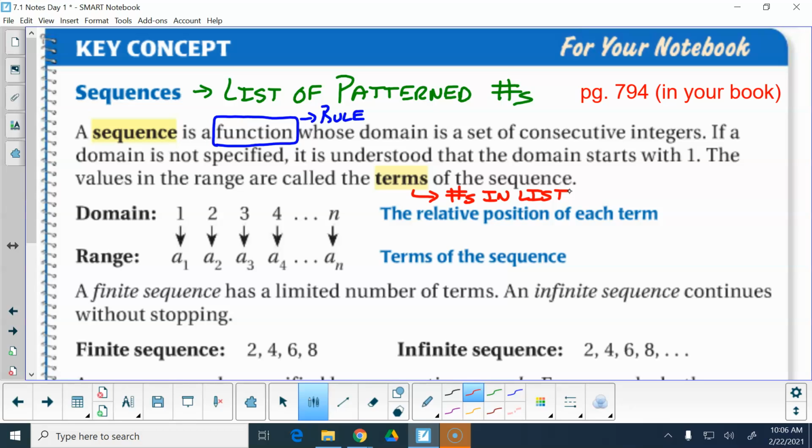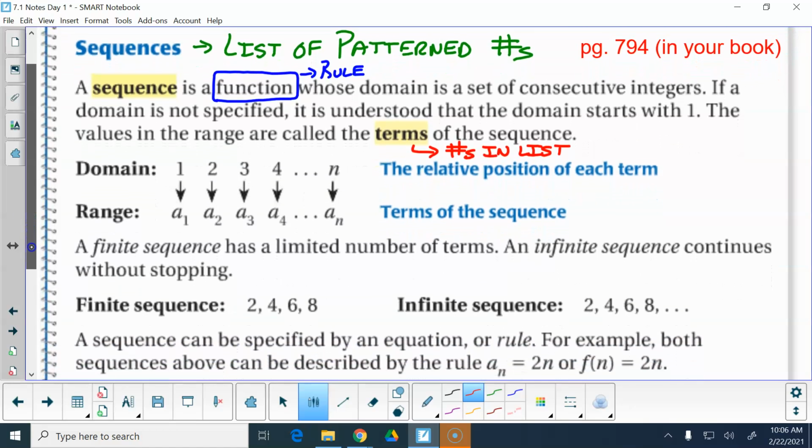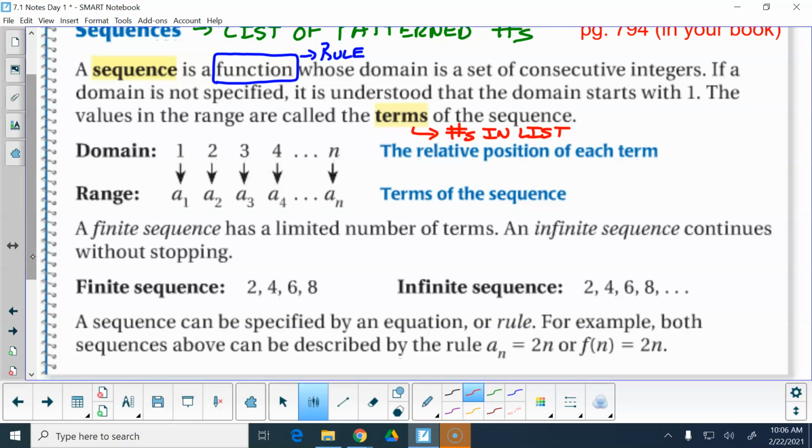There are two different kinds of sequences. There are finite sequences and there are infinite sequences. A finite sequence stops. It's got a specific amount of terms. 1, 4, 7, 10. That's a sequence where we added 3 every single time to get the next term. It's got 4 terms. It's done.